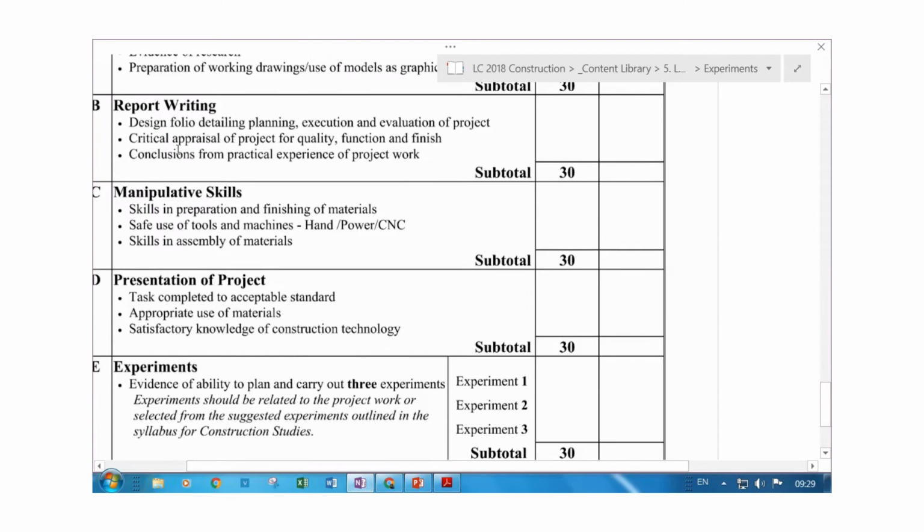Now, if we look at this here, this is the marking scheme. So the marking scheme for critical appraisal for a project for quality, function, and finish. Now, if you're doing a model, there has to be a function to the model. So a function of a model is to show a 3D representation of that part of a building that you've produced. Okay, that's the function of it, whether it meets that or not. Okay, does it look like a part of a building? Okay, now obviously the function of a piece of furniture, if it was a chair, is that you're first of all able to sit on it. Okay, and so on.